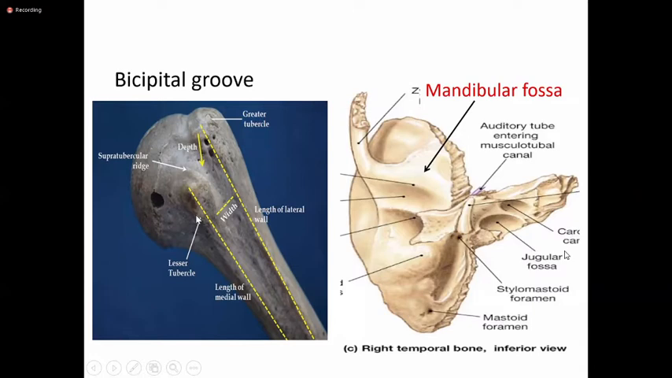Then, if we have a rounded depression like thing, then it's called a fossa. The example is the mandibular fossa. This articulates with the condyle of the mandible to form the temporomandibular joint. So this is articular in nature.